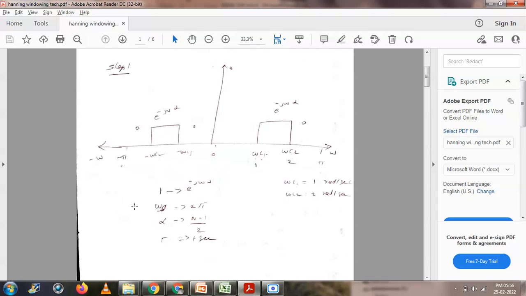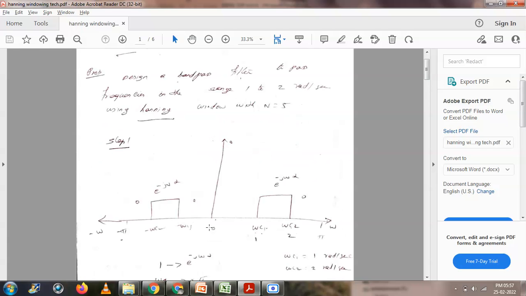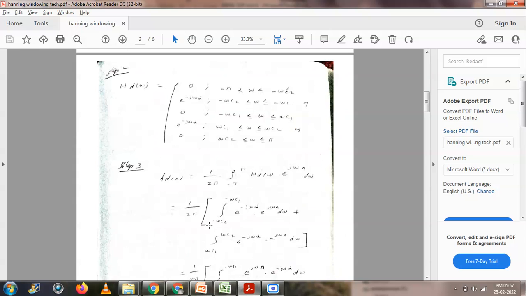In step 1, the first part is e power j omega alpha. Then omega c1 is 1 radian and omega c2 is 2 radian, so from the diagram you can get it. And omega s is 2 pi, so here they say 2 pi. Then alpha is given by the formula (capital N minus 1) divided by 2, and I think the frequency is 1 second.